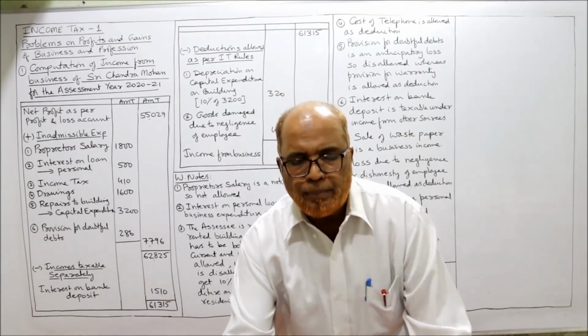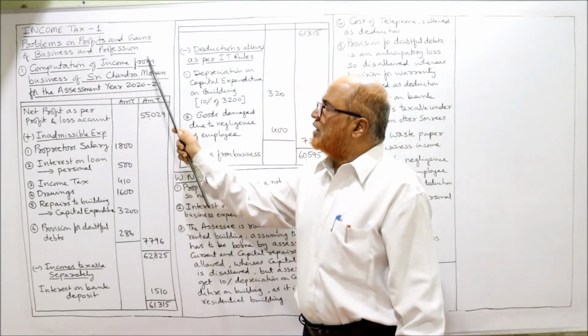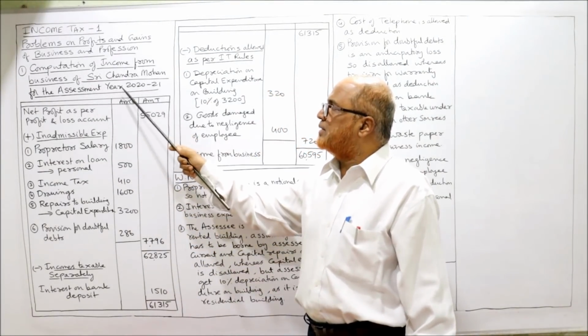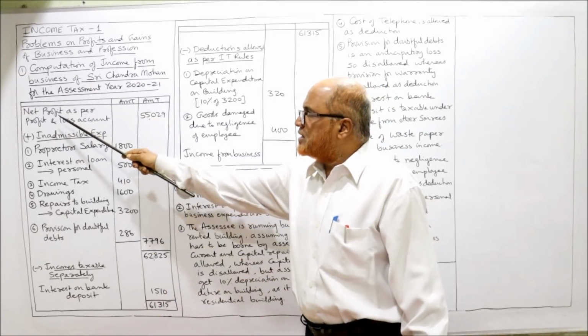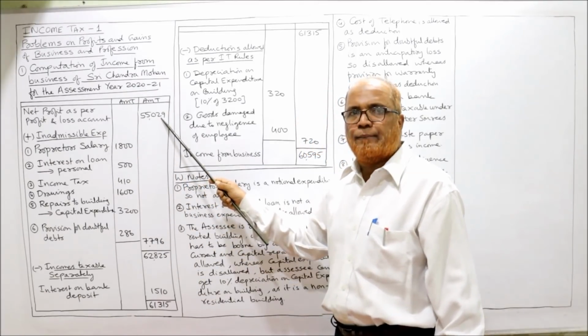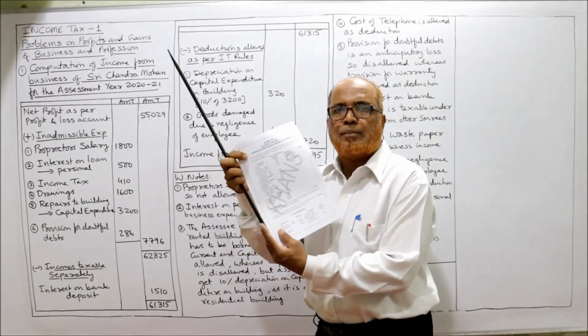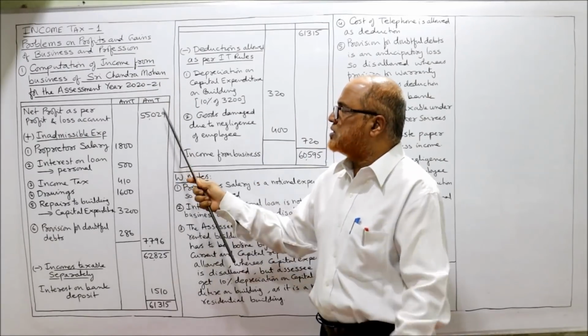Now, how to compute income from business? The heading will be Computation of Income from Business of Sri Chandramohan for the assessment year 2021. First of all, you make the format. First we take net profit as per profit and loss account, 55,029. The profit and loss account is given in the problem. The last item, net profit, I have taken.